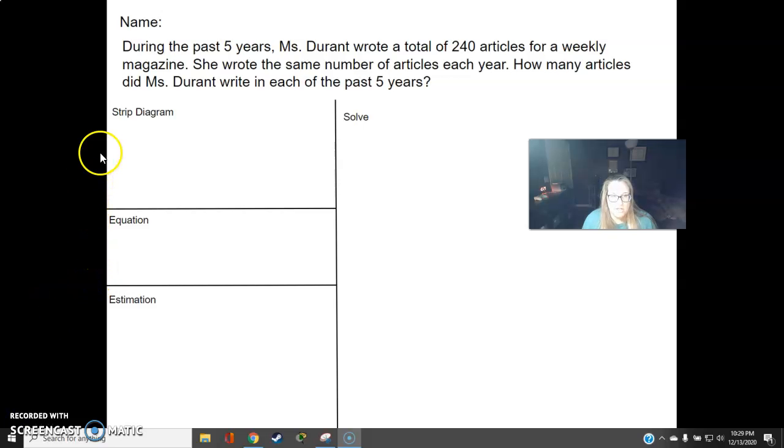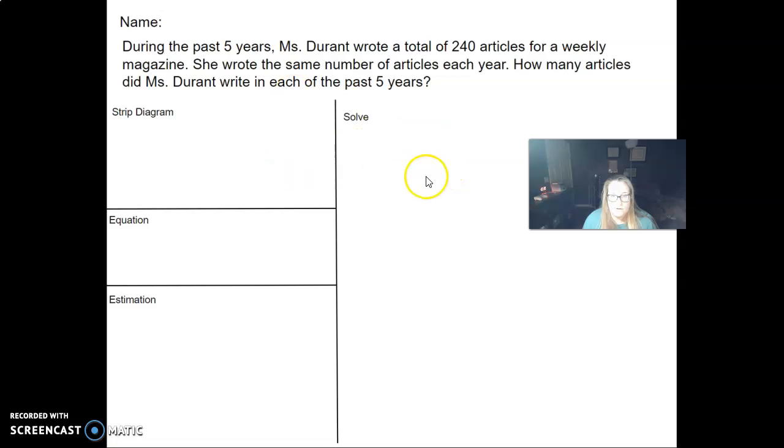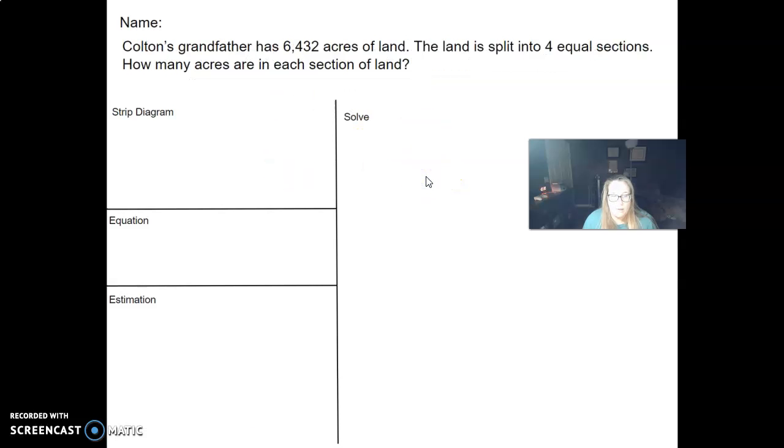This is what your page is going to look like. So you have 2 questions. So you're going to put your name, you're going to read the word problem, you're going to highlight or underline any important information, you're going to do your strip diagram, equation, estimation, and then you're going to solve. So this is the first problem, and this is the second problem. If you have any questions, ask your teacher.